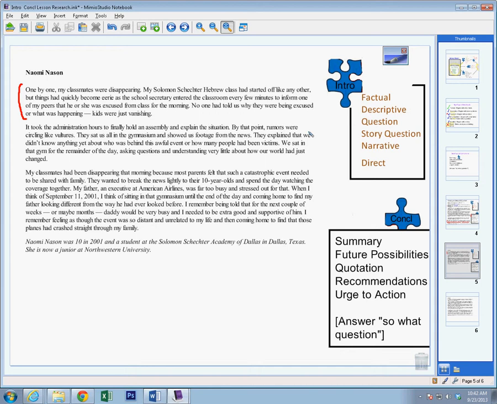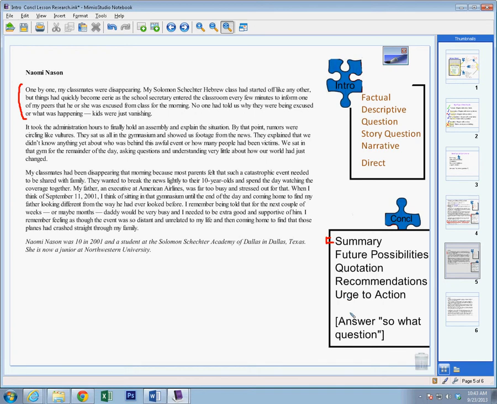The next paragraph tells us exactly what happened next, and finally it continues into the conclusion, where it says, "My classmates have been disappearing that morning because most parents felt such a catastrophic event needed to be shared with family," etc., etc. "I remember feeling as though the event was so distant and unrelated to my life, and then coming home to find those planes had crashed straight through my family." And so again, we have definitely a type of summary conclusion there.